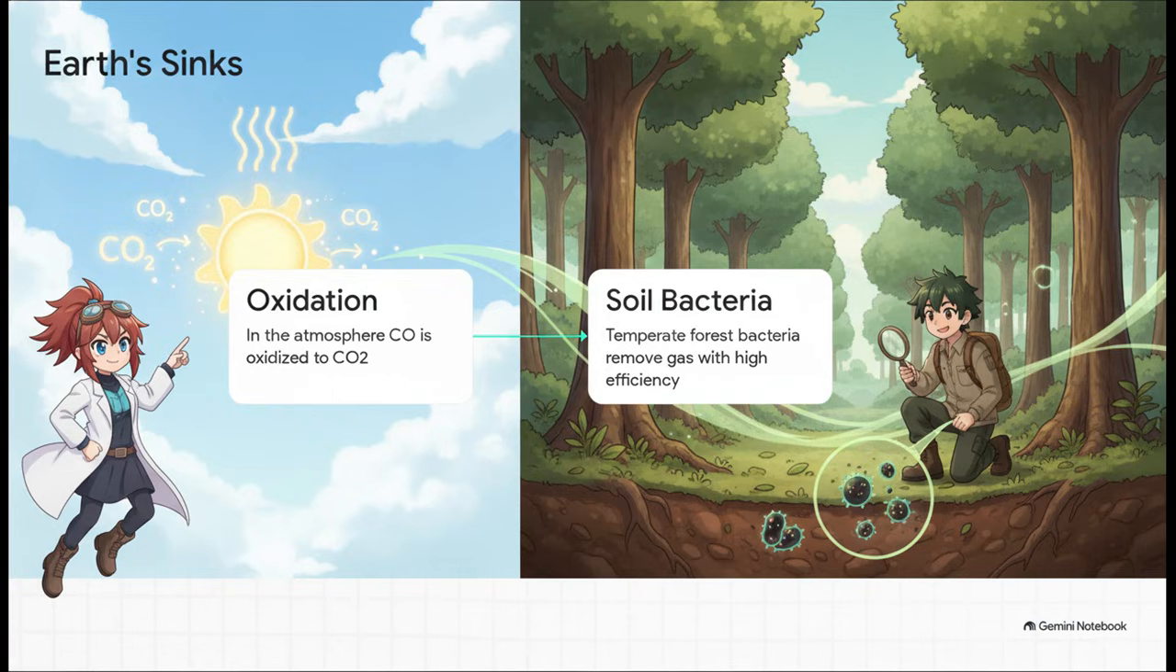First up is atmospheric oxidation. Over that 2.5-month lifespan we talked about earlier, ambient carbon monoxide slowly combines with available oxygen in the air to eventually become stable carbon dioxide. But the second sink, this is a true marvel of biology, bacterial removal. It has been scientifically proven that specific bacteria living in the soil of temperate forests actually consume carbon monoxide directly from the air, and they do it with incredibly high efficiency. So the forest floor literally acts as a massive living air purifier for our planet, scrubbing the atmosphere of this toxic molecule.